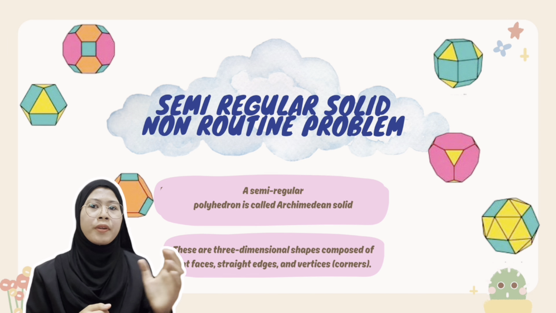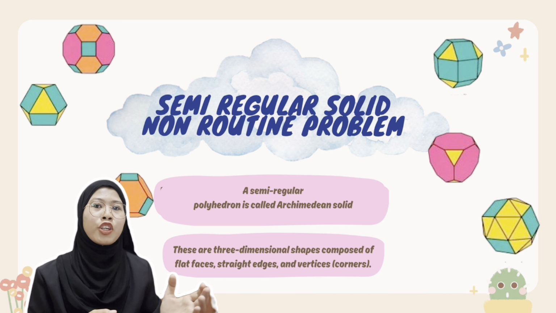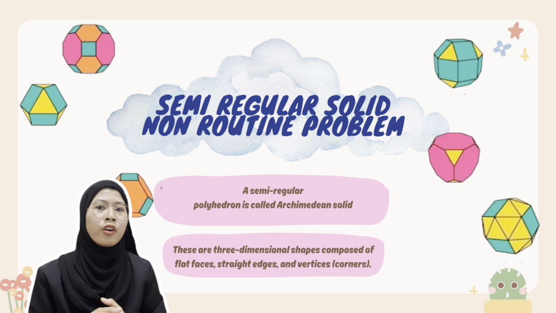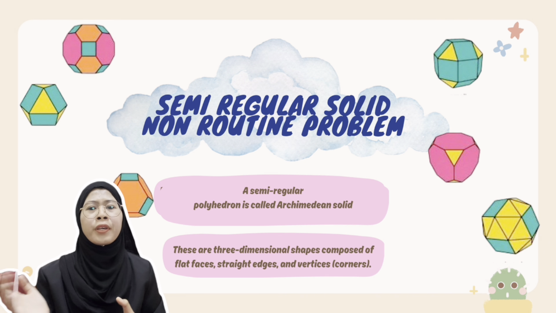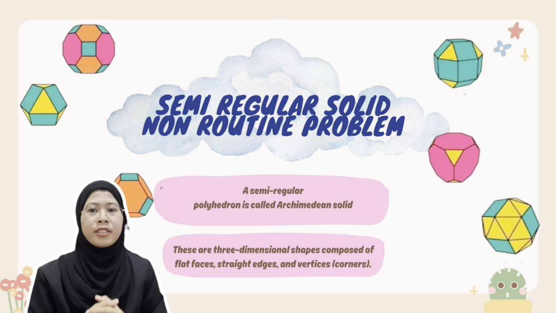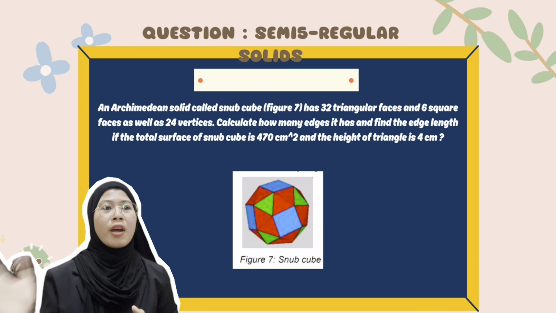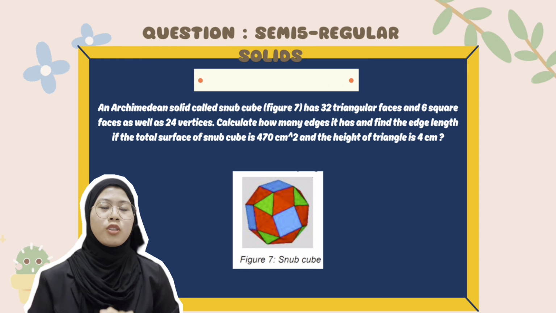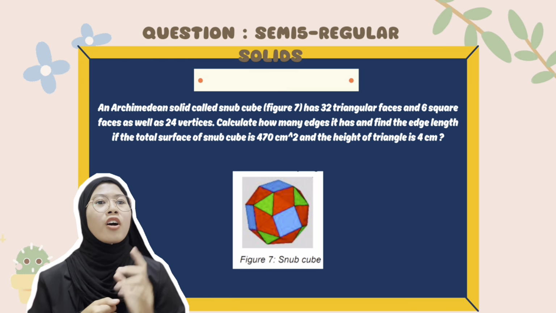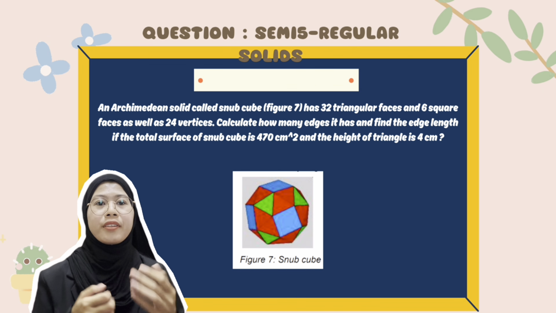Examples of Archimedean solids include the truncated cube, truncated dodecahedron, cuboctahedron, and rhombicuboctahedron, among others. So, in this slide, we have a semi-regular solid equation. What is the equation? Okay, I will read.